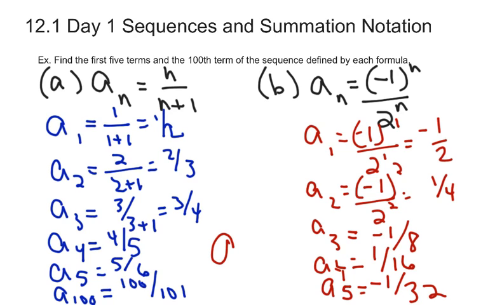How do you find the 100th term? Well, remember I just said, if you raise -1 to an odd power, you'll get a negative. If you raise -1 to an even power, it'll be positive. So -1 to the 100th power is going to be 1 over 2 to the 100th power. I'm not even going to figure out what that is. We're just going to call it 2 raised to the 100th power.